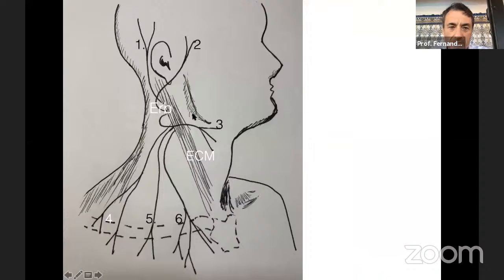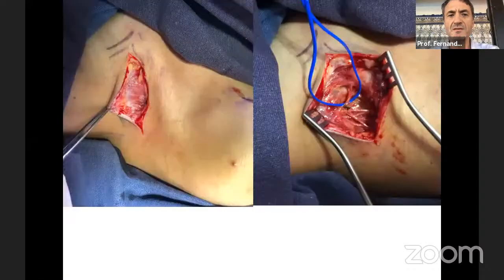This is a picture in which we can see the suprasternal branch of the cervical plexus, supraclavicular branch of the cervical plexus, and supraacromial branch of the cervical plexus. So let's see this in a surgical case.